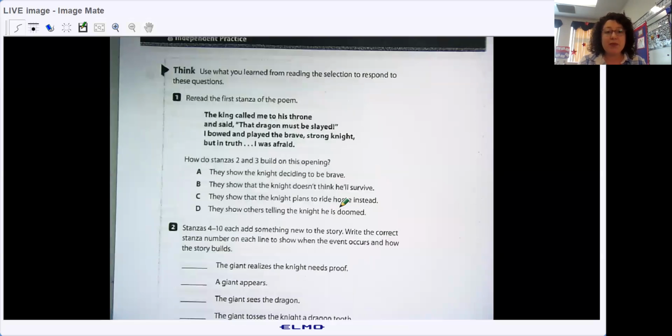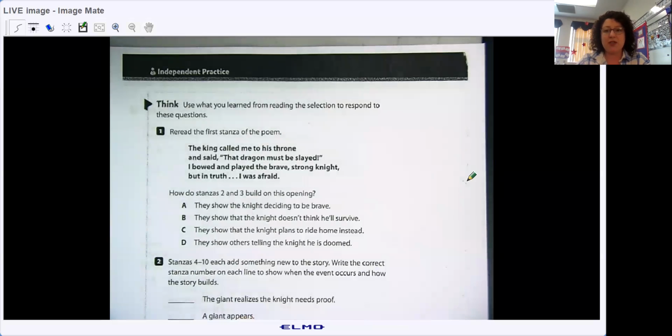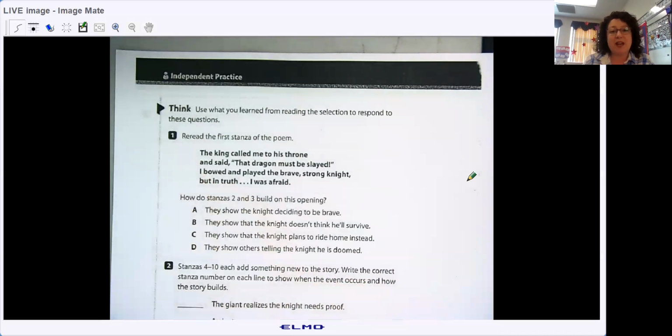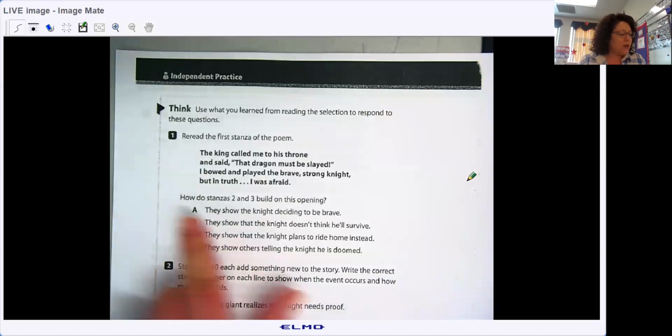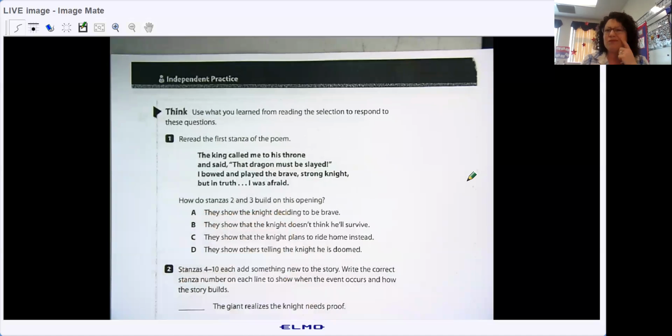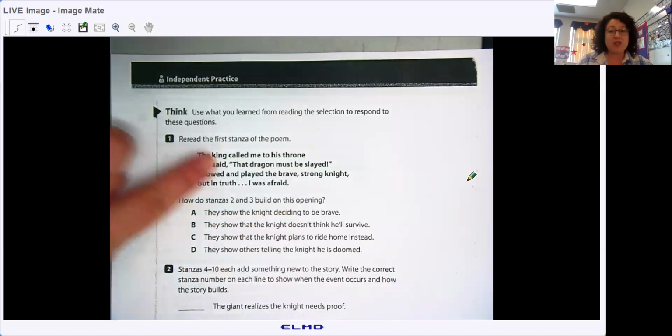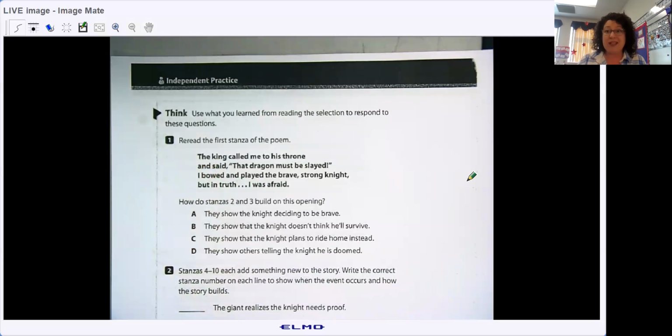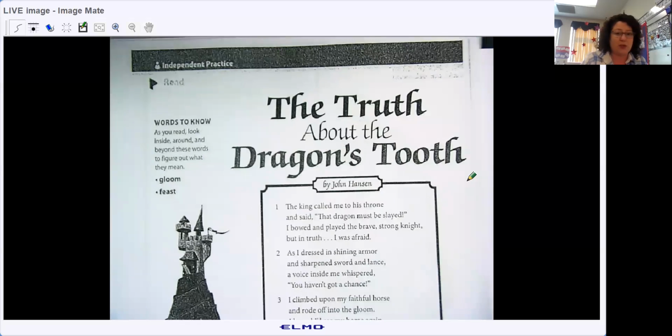Okay, let's go through these questions together to make sure that you understand how to analyze and read poetry. Reread the first stanza of the poem. The king called me to his throne and said, the dragon must be slain. I bowed and played the brave, strong knight, but in truth, I was afraid. So the question is asking, how do stanzas 2 and 3 build on this opening? What does that mean? Well, how do stanzas 2 and 3 help the way that they've started the poem? So we go back and reread stanzas 2 and 3. I want you to go back and reread stanzas 2 and 3.